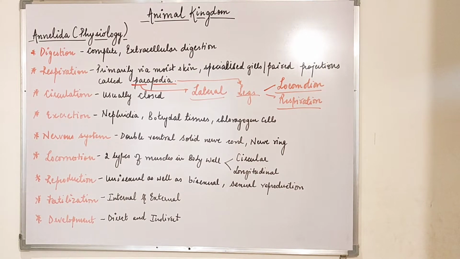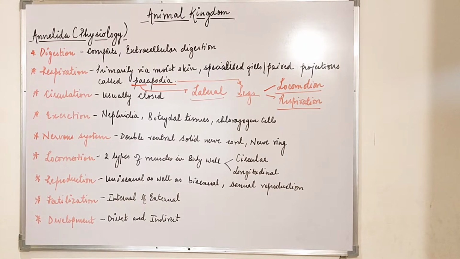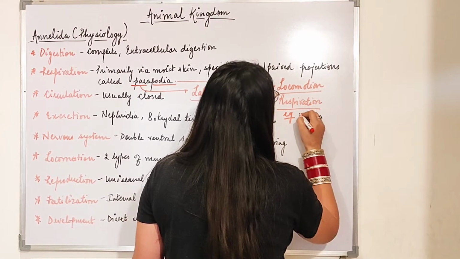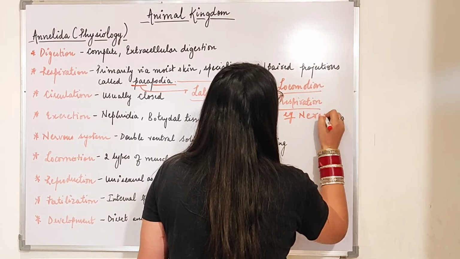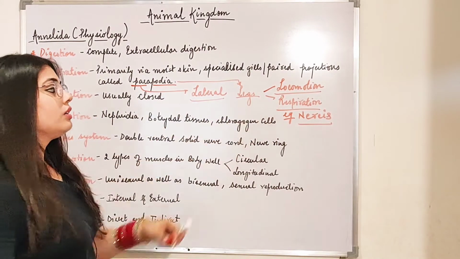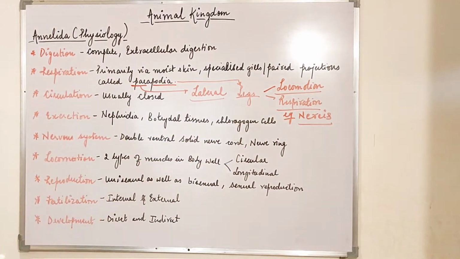Now in most of the aquatic forms, like Nereis, the parapodia is used for respiration. Here I am writing the example that in Nereis, the parapodia is used for the process of respiration.